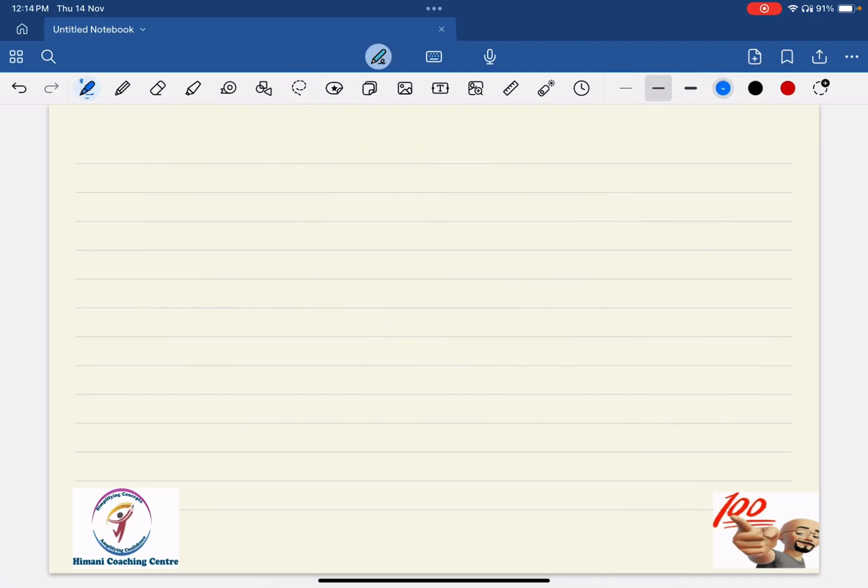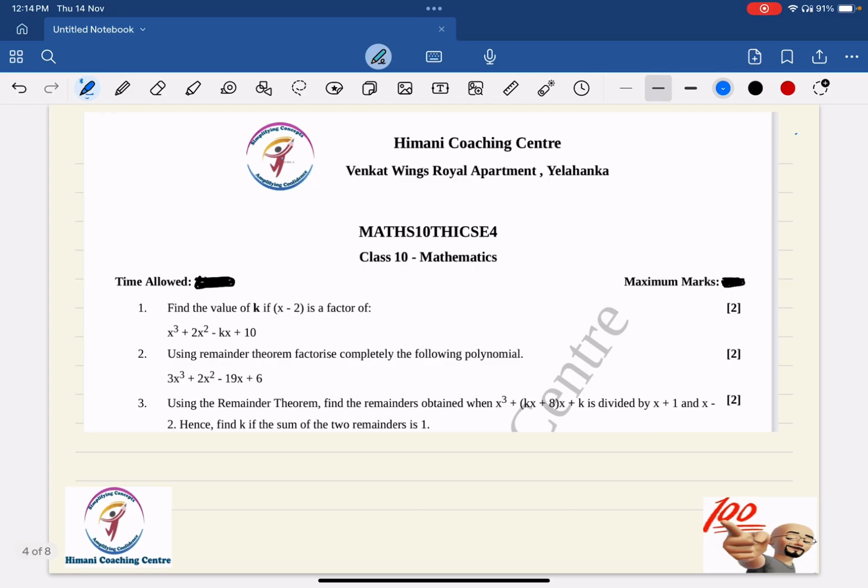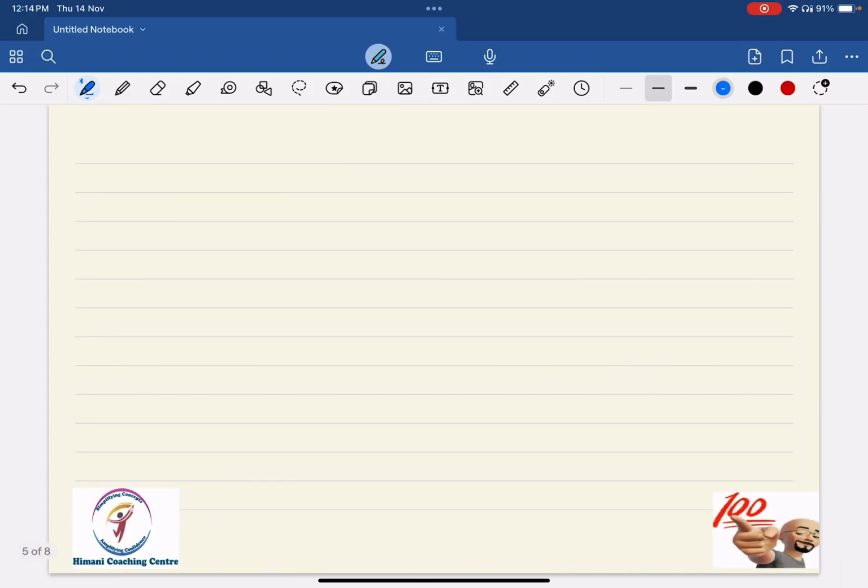Now let us look at second question. It says using remainder theorem, factorize completely the polynomial 3x cube plus 2x square minus 19x plus 6. Again, so we have got f of x, which is 3x cube plus 2x square minus 19x plus 6. And we have to use remainder theorem.